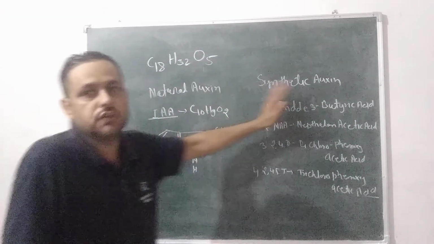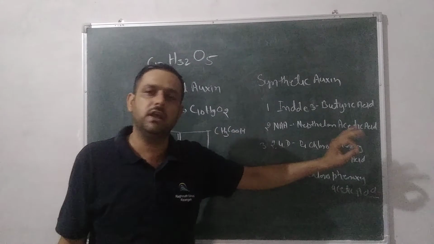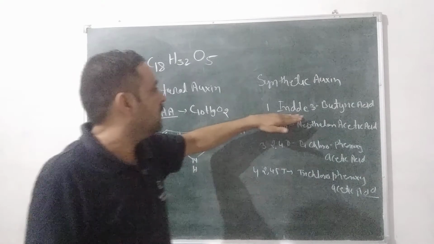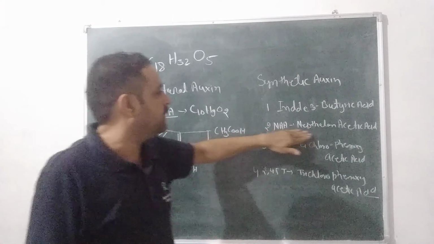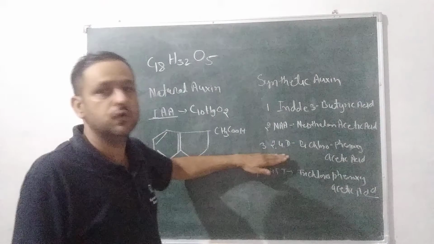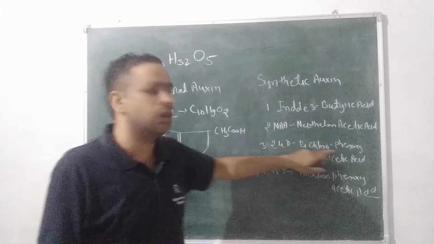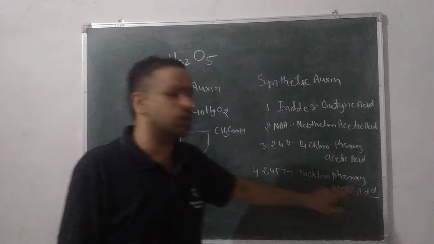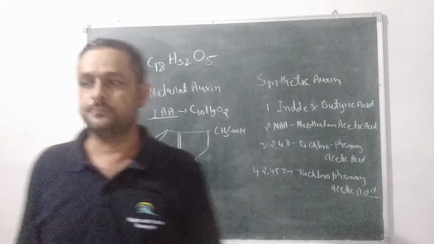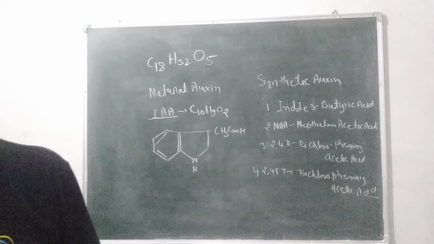And for synthetic auxins, you have to remember only the names: indole 3-butyric acid, NAA naphthalene acetic acid, 2,4-D dichlorophenoxyacetic acid, 2,4,5-T trichlorophenoxyacetic acid.